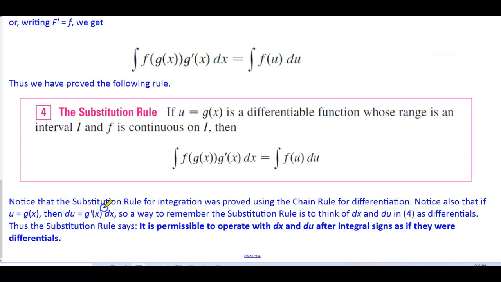Notice also that if u is equal to g of x and du is equal to g prime of x dx, a way to remember the substitution rule is to think of dx and du in equation 4 as differentials. Thus, the substitution rule says it is permissible to operate with dx and du after integral signs as if they were differentials.